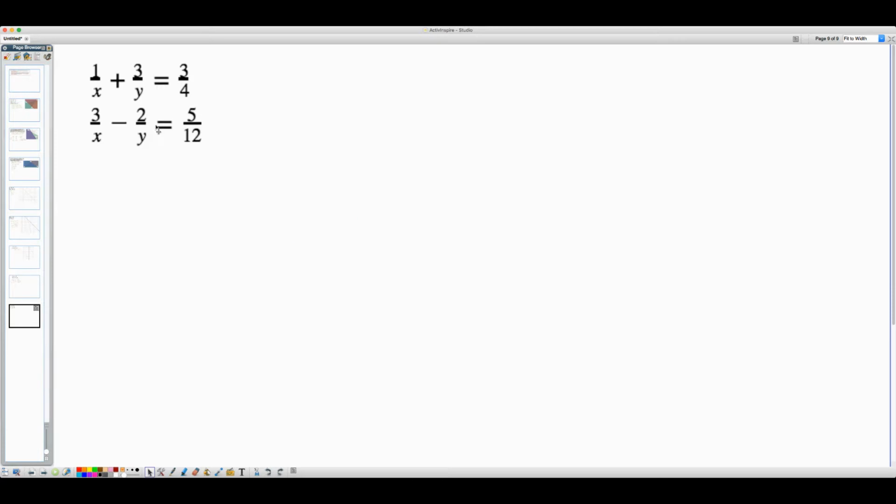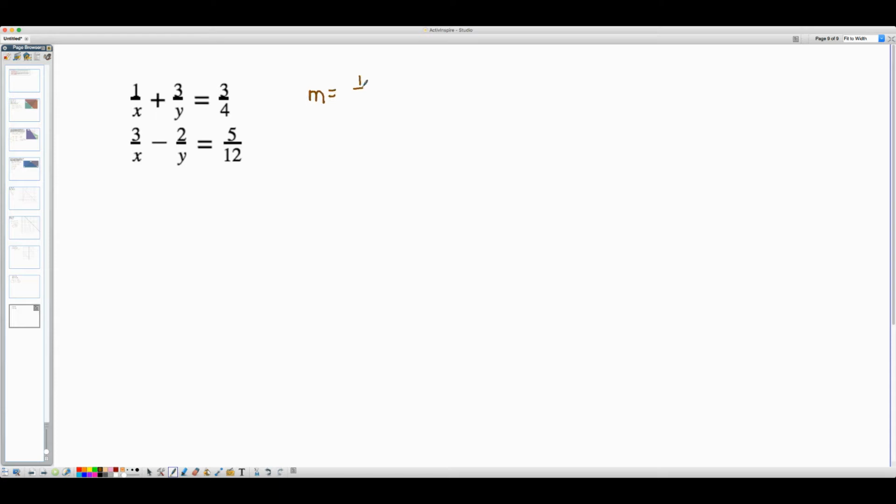The last set of equations I want to look at is this one, and we're going to solve this, and I might let you solve it, but I'm going to show you how I would set it up. First, I'm going to make it into a linear system of equations. And I'm going to do that by substituting. Let m equal 1 over x, and let n equal 1 over y. So these two equations become m plus 3n is equal to 3 over 4. And the second one, I get 3m minus 2n is equal to 5 over 12.